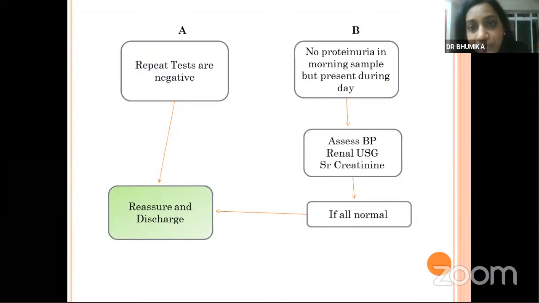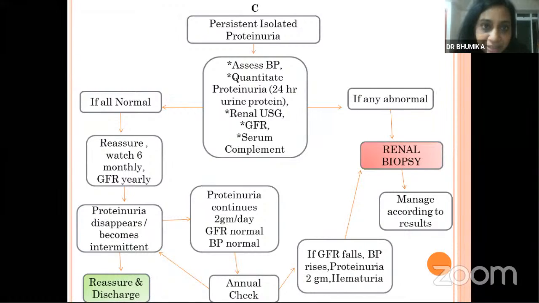The second scenario, B, there is no proteinuria in the morning sample, but present during the day. Check his blood pressure every time he comes to the OPD, do an ultrasound, check the RFT, that is the creatinine, uric acid and urea. If all is normal, reassure and discharge the patient.